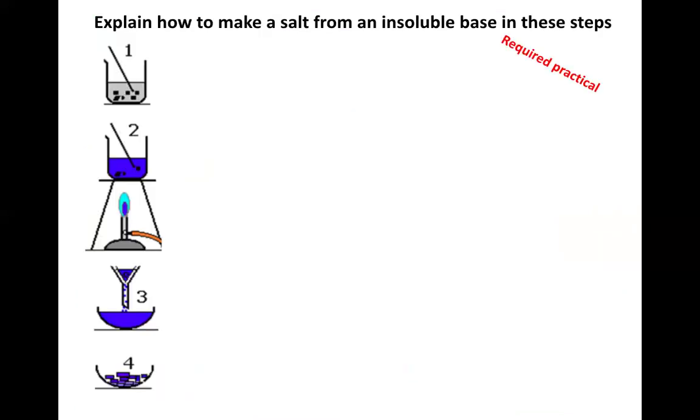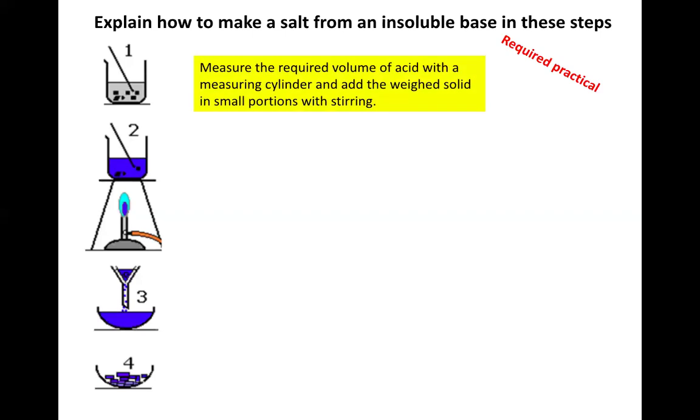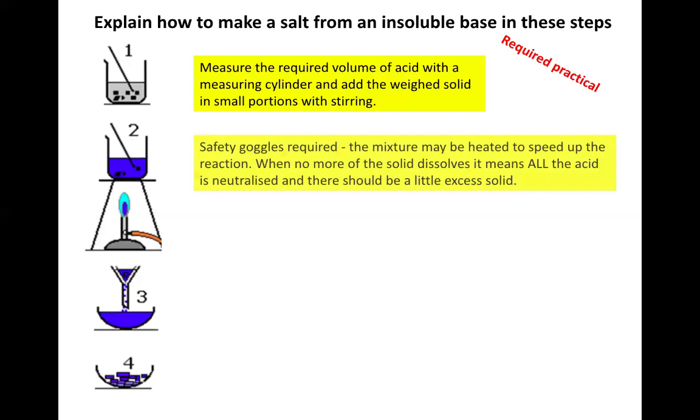Okay, right, a required practical. Let's go through these steps here. You are required to explain how to make a salt from an insoluble base. So the first thing you're going to do is put the required volume of acid in with a measuring cylinder. Tell me the equipment you're using. Then add the weighed solid in small portions, stirring every time. So you're adding the solid, adding the solid, adding the solid.